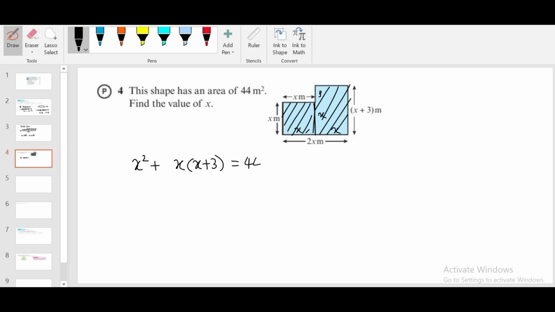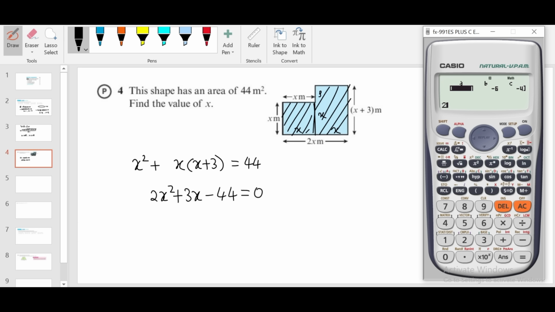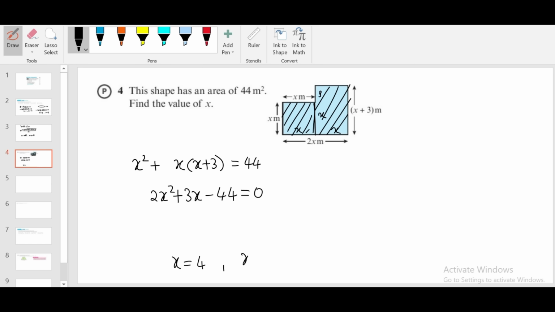It's given as 44. Open the bracket, you will get x square plus x square, 2x square, plus 3x minus 44 is equal to 0. And then use a calculator to solve it. 2, 3, negative 44. You will get 4 and minus 11 over 2. x is equal to 4, x is equal to minus 11 over 2. But you cannot just write the solution. You need to write one more step here. x minus 4 times 2x plus 11 is equal to 0.